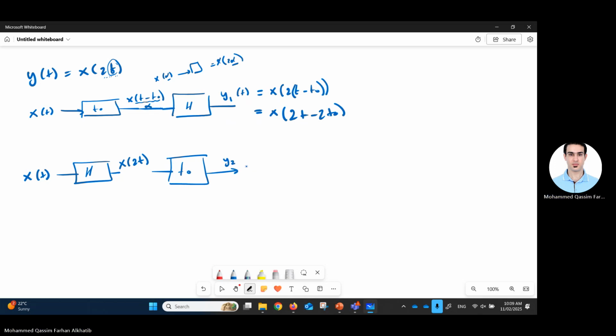y2 of t equals what? Now someone might ask, you did a shift, so substitute t equals t minus t naught instead of t. No, it's a shift for the whole thing. So it's going to be x of 2 times t minus t naught. Again, consider this one alpha and do the shift, then substitute alpha. Are they the same? No, this one is minus t naught, this one minus 2t naught. So in this case, it is time varying.